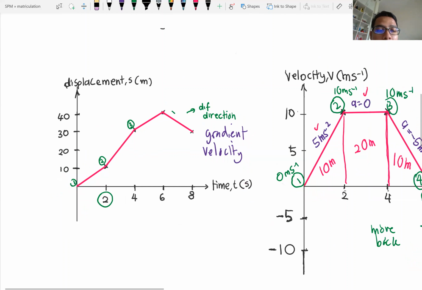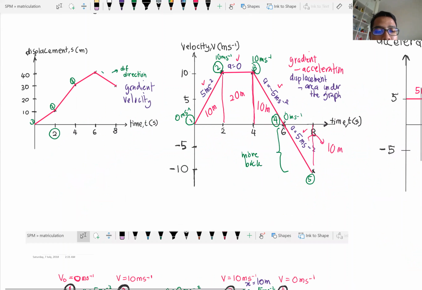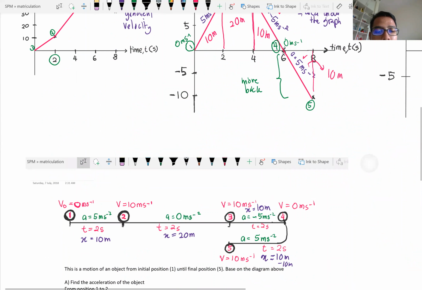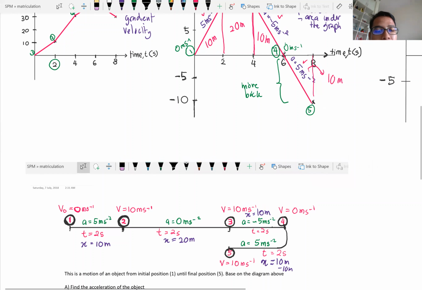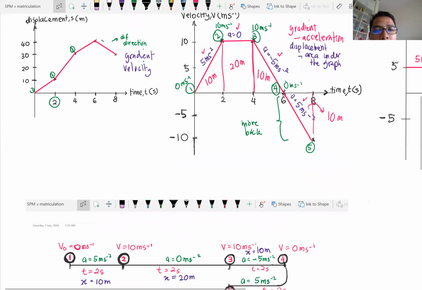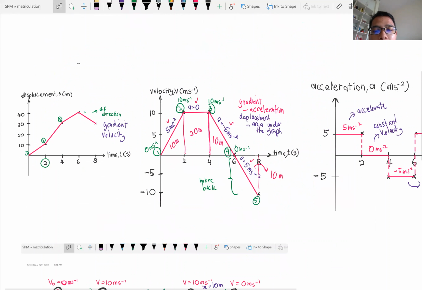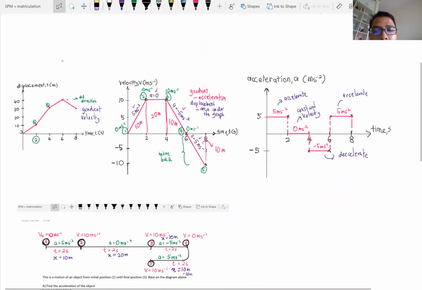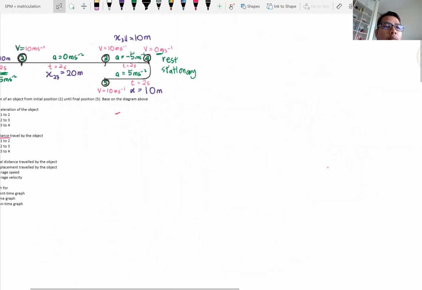So this is the basics for motion. Hopefully this might help you to understand the problem previously.